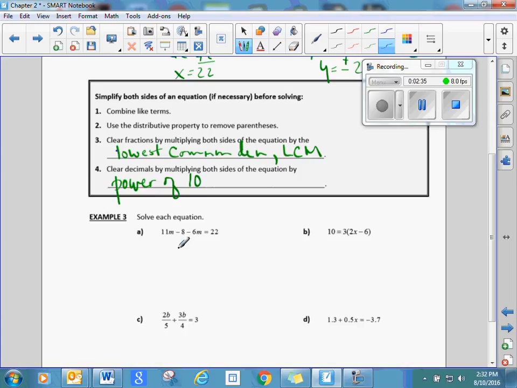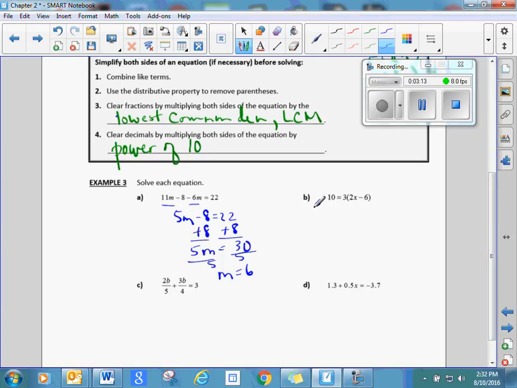So on this first one, you can see we have some like terms. We've got m's here and m's here. 11m minus 6m leaves you 5m minus 8 equals 22. So we cleaned up that left-hand side of the equation before we actually started trying to do anything to get the variable by itself. Now you've got a two-step equation, much like the video we just did. You'll do your addition step before the division, and you'll end up with 5m equaling 30, and then division will take you to isolating the variable at m equals 6.